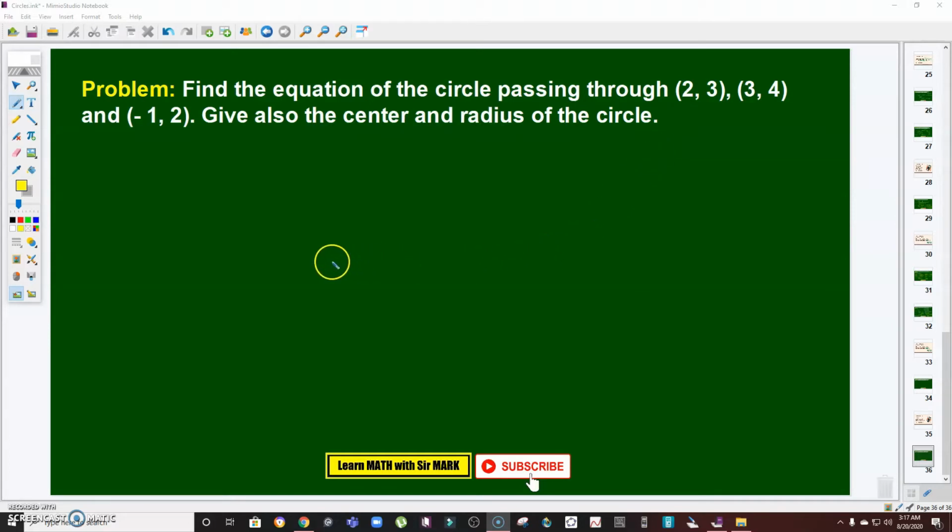But as I said in the introduction of the video, what I'm going to do now is to solve this same problem, but with the aid of Casio fx-CG50. To do that, let me set up the equations that we're going to enter in the calculator.